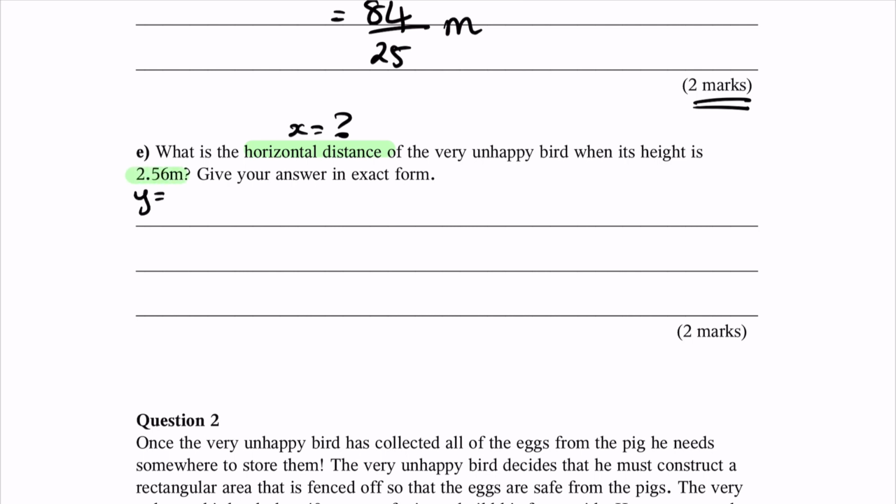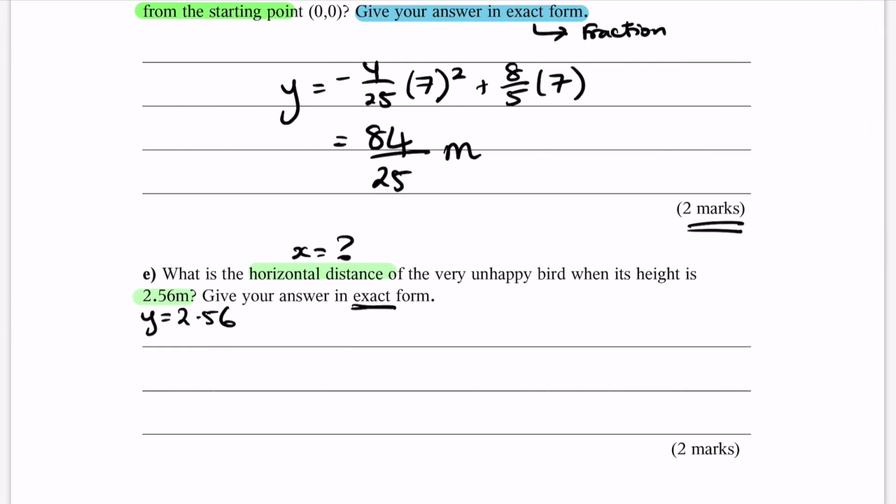So this time we know that y is equal to 2.56. So this is going to be a little bit different this time, and it's in exact form. So similarities, I'm going to do exactly what I did before. I'm going to substitute it into the correct place in our equation.